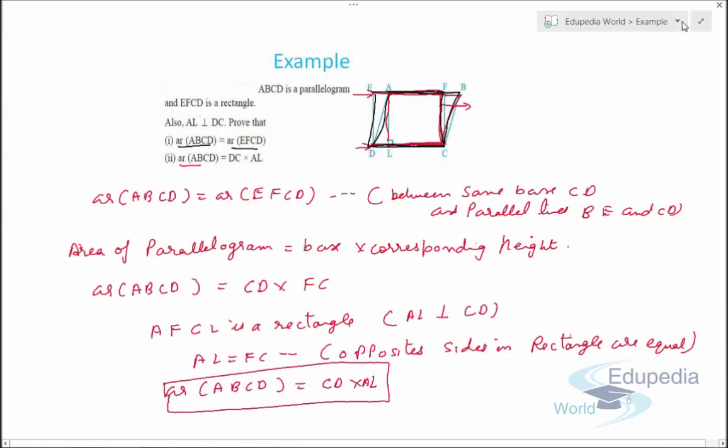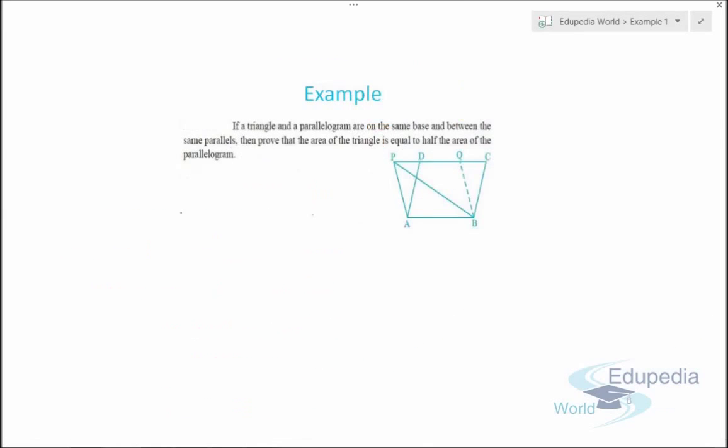Let's discuss the next example, and also the last example of this video. If a triangle and a parallelogram are on the same base and between the same parallel lines, then prove that area of the triangle is half the area of the parallelogram. So we need to prove that area of ABP is half the area of ABCD. Let's see how we can prove this.